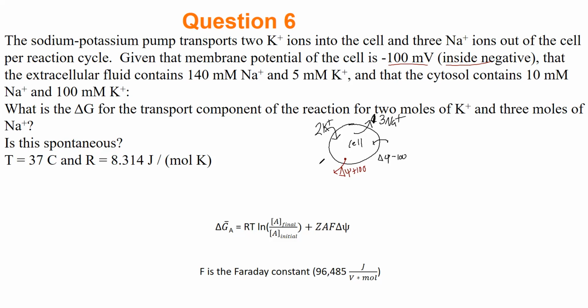All right. Now, let's continue to read this. So the extracellular fluid, that's outside the cell, has a concentration of sodium that is 140 millimolar and 5 millimolar potassium.